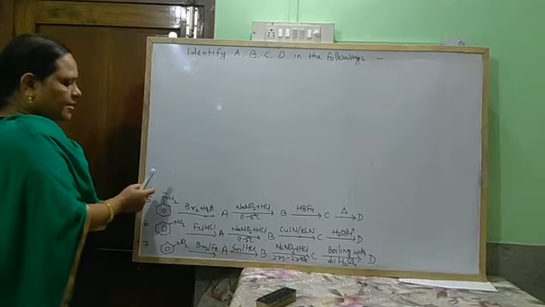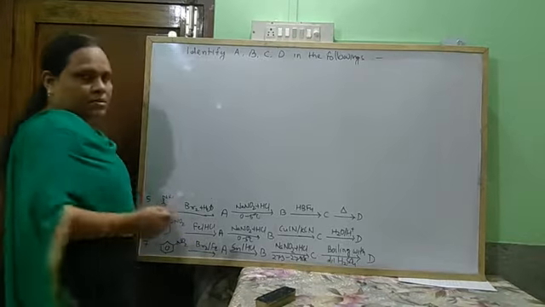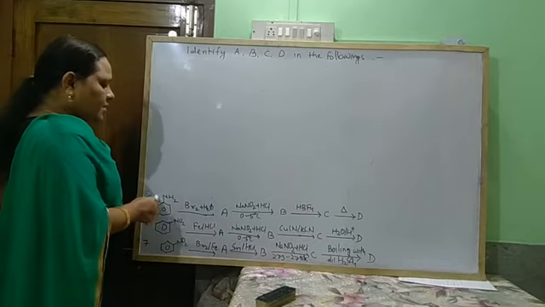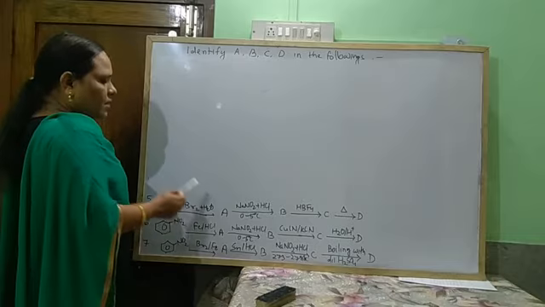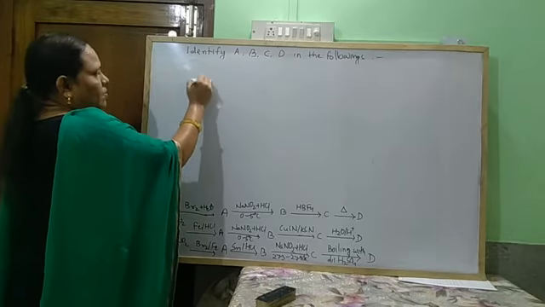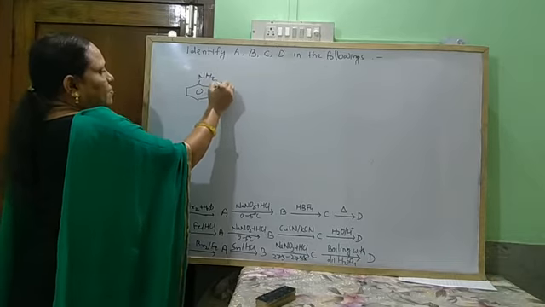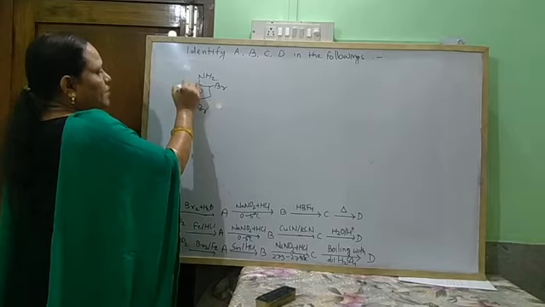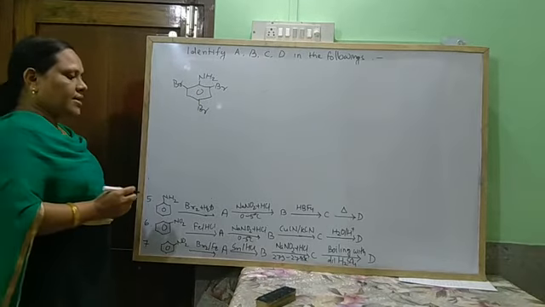So aniline reacts with bromine and water. After acylation it forms a monosubstitution product, but there is no acylation here. So in this way aniline reacts with bromine water to form 2,4,6 tribromoaniline. Here NH2, Br, and Br.